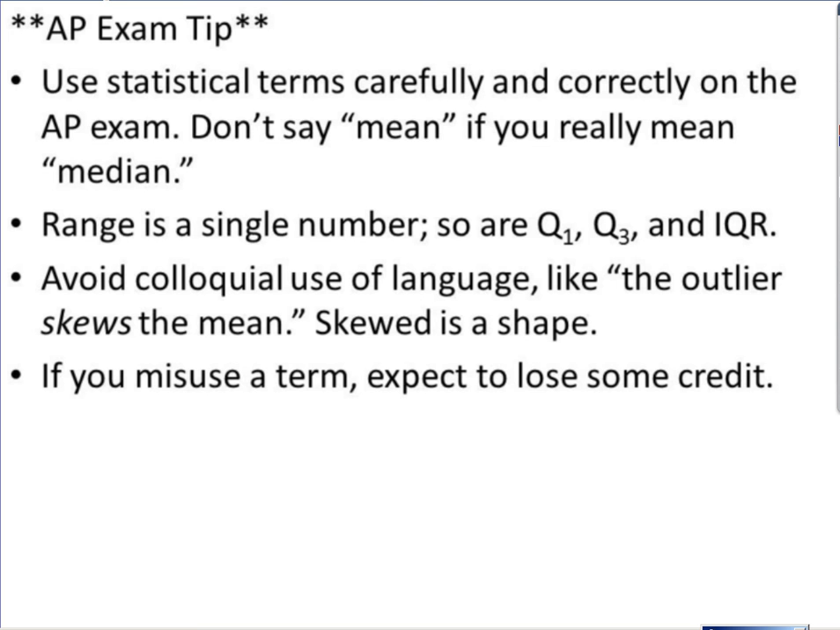A tip for when you're taking your AP exam: use statistical terms carefully and correctly on the AP exam. Don't say mean if you really mean the median. Range is a single number, so are Q1, Q3, and IQR. They do not have units. Avoid colloquial use of language like the outlier skews the mean. Skewed is a shape, it is not a verb. If you misuse a term, expect to lose some credit.